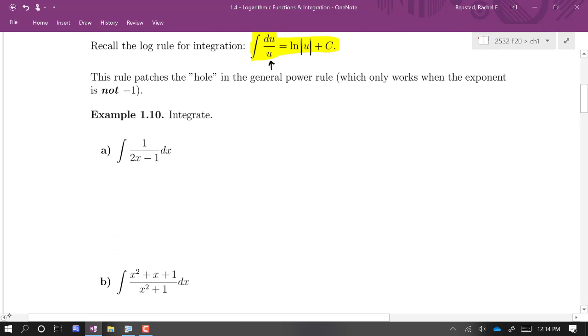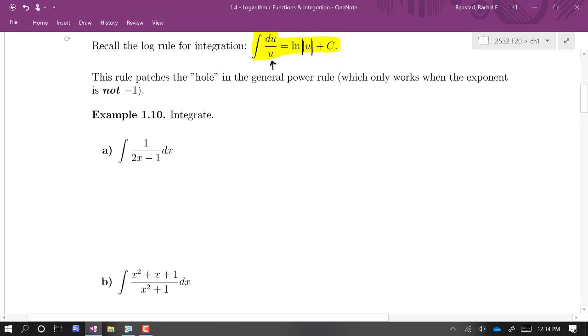So we're going to do some examples here. In this case, we're trying to see, does our function fit the logarithmic form? And if so, what substitution do we need to make in order for that to happen? So if we look at this function in part A, if this fits the logarithmic form, then the only way that happens is if u is equal to 2x minus 1.